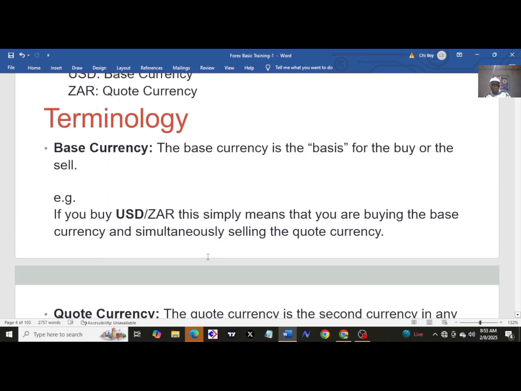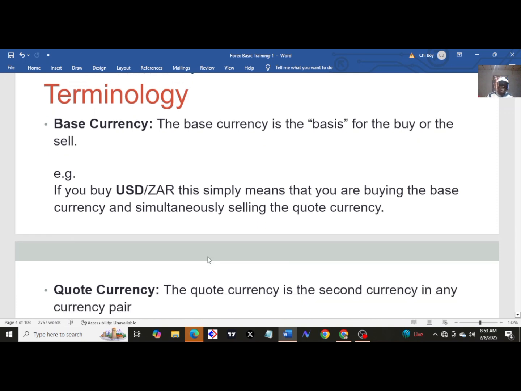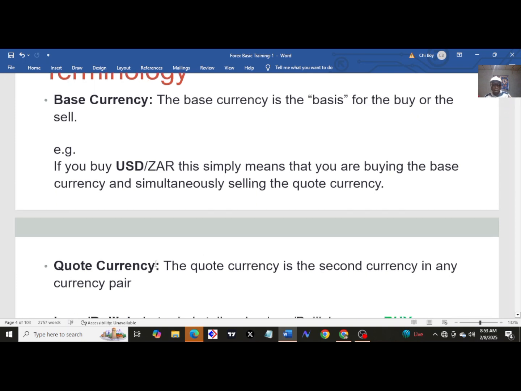So we want to look at some basic terminologies in forex trading. Like we have said earlier, base currency. The base currency is the basis for the buy or the sell. And then we also have an example. If you buy US dollar, this simply means that you are buying the base currency and simultaneously selling the quote currency. I don't know if you are getting the simultaneous part, guys.